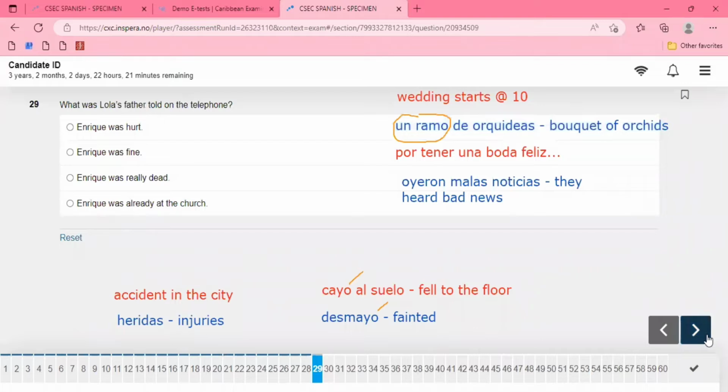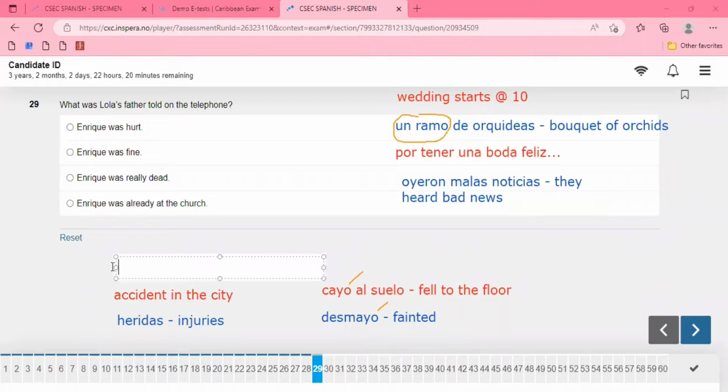What was Lola's father told on the telephone? So we heard the word equivocado or something similar to equivocado. Now, when you hear equivocado, you think mistake, you think wrong, right? For example, if you say número equivocado, if someone calls you and you say that, you're telling them that it is the wrong number. So let me put that right here.